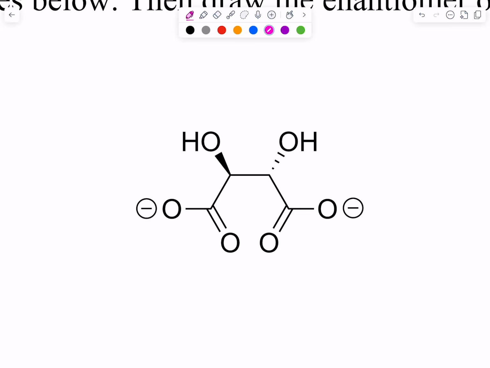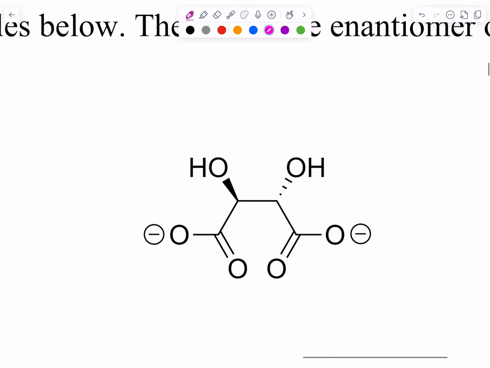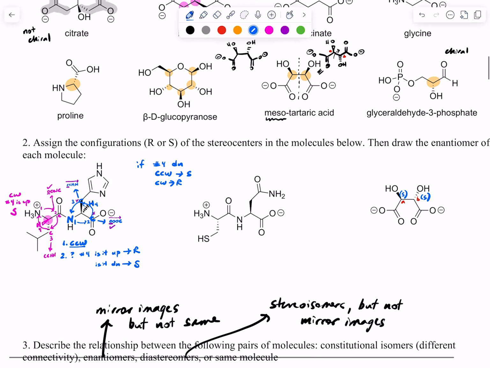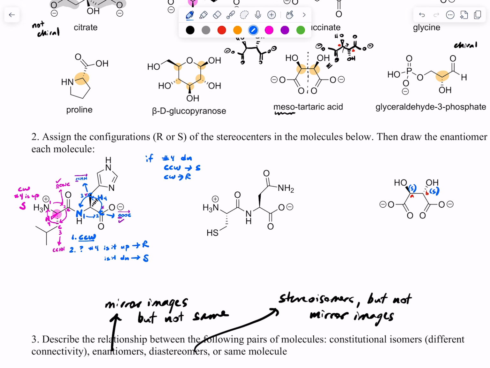Okay, you got some answers? What do you got? Still working on it? Oops. Okay, what's the configuration on carbon A? S. What about B? Also S. There's a theme here. All the stereocenters we've looked at so far are S. Good.